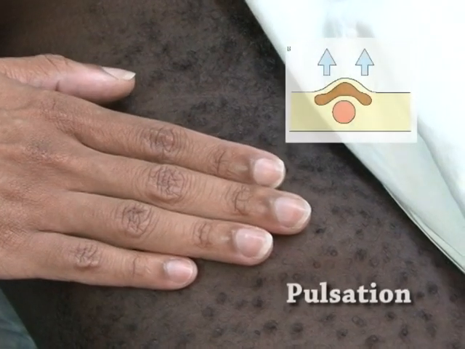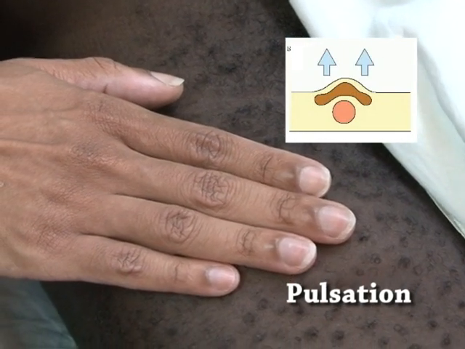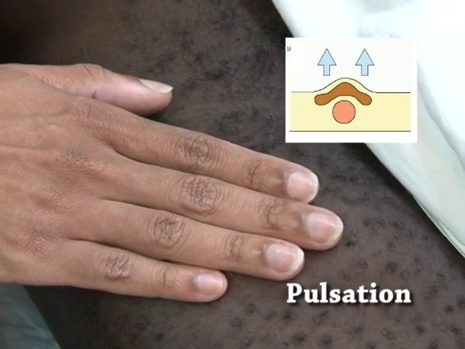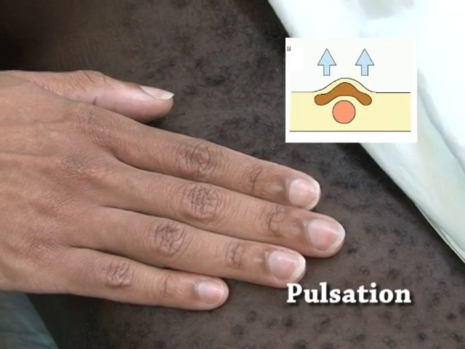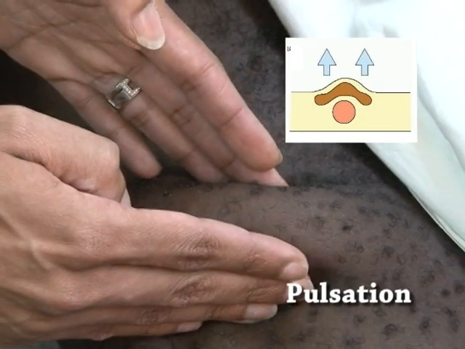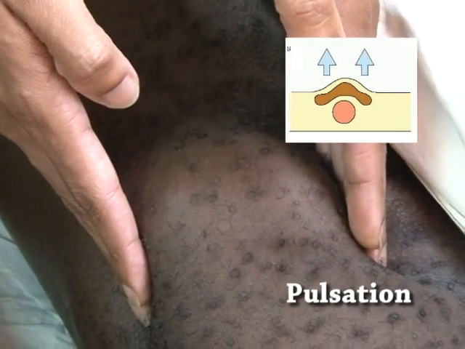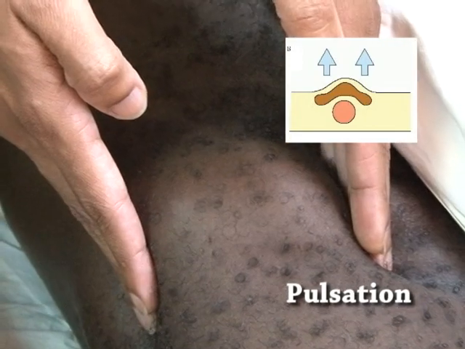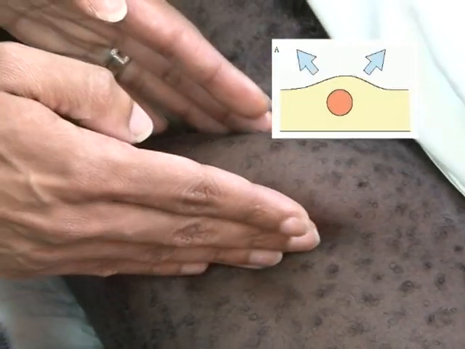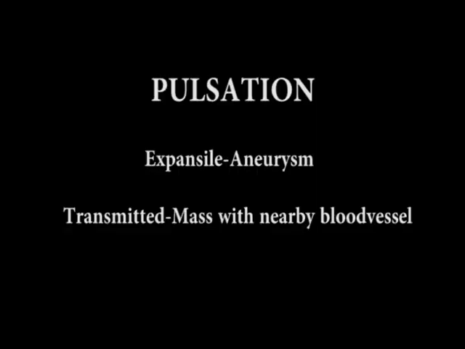Pulsation. Some masses such as aneurysms may have expansile pulsations. Other masses with a nearby blood vessel may have transmitted pulsation. Keep your hand still for a while to feel for pulsations. Expansile pulsations are recognized by placing a finger of each hand on opposite sides of the lump to see if they are being pushed away, for example aneurysms. Transmitted pulsations, however, are recognized by the fingers being pushed in the same direction, usually upwards.